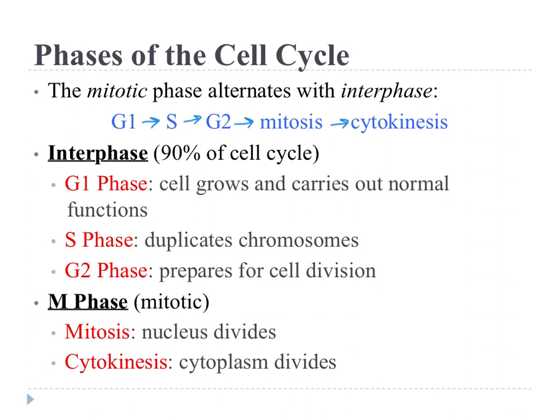So again, interphase is about 90% of the cell cycle. It's most of the time that's what a cell is in. In the G1 phase, the cell is going to grow and carry out normal functions. In S phase is, again, where the duplication of the chromosome, you're going to copy that DNA. And then in G2, you're preparing for cell division, so you're kind of growing, you're getting the organelles in place for that, etc. Then the M phase is where the mitosis, the nucleus divides, and cytokinesis is where the cytoplasm divides.